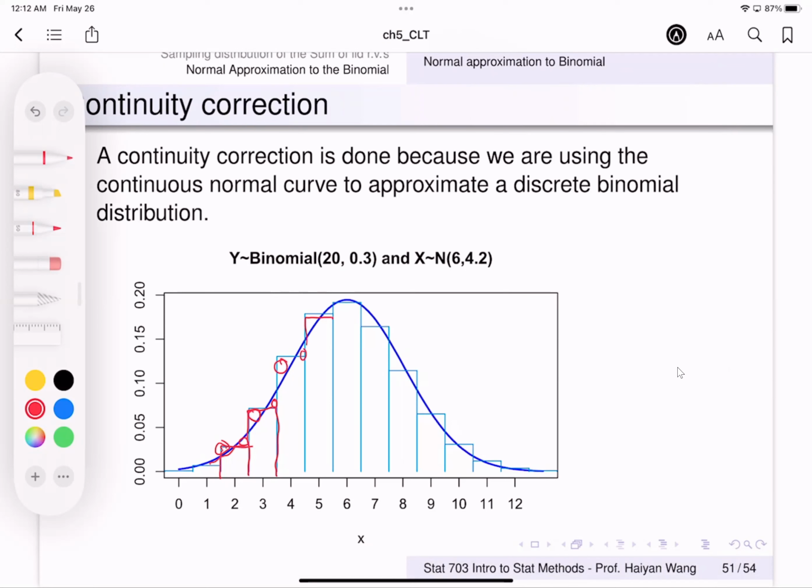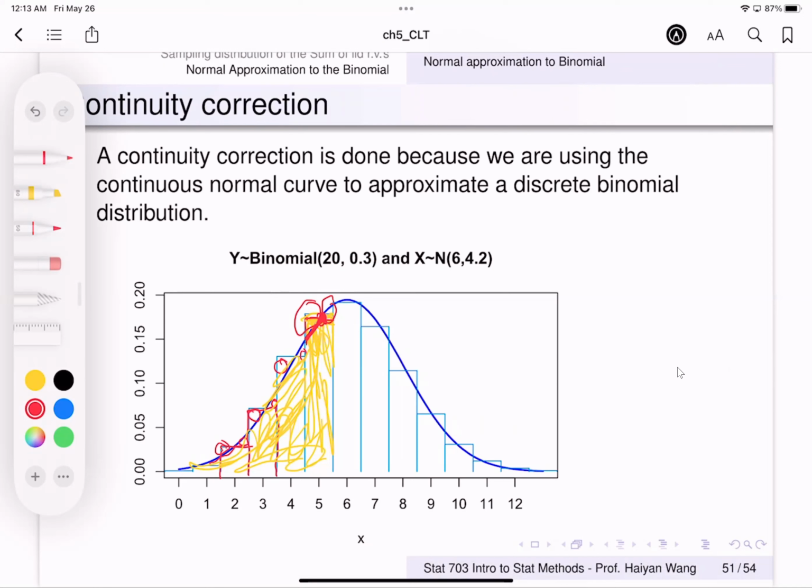But when we consider 5 here, in the binomial, what we really need is up to this point, all of that under this bar being added, all of these. But when we use the normal approximation, we are only getting up to this point on the normal curve. We missed this outside part. Because we missed that part, we better just move up by 0.5 to add this part.